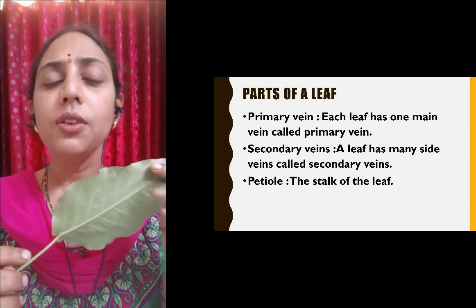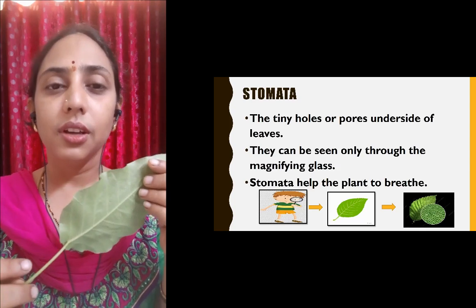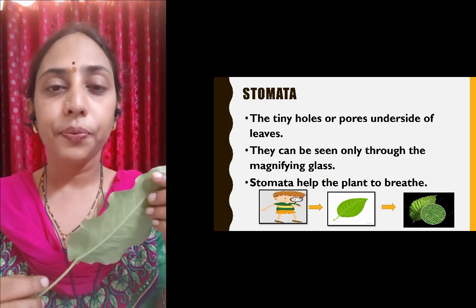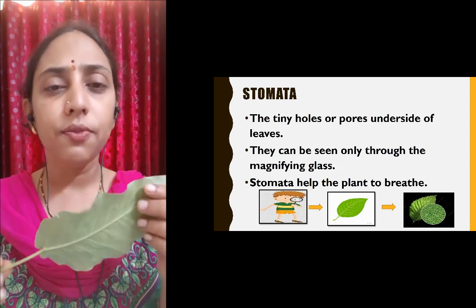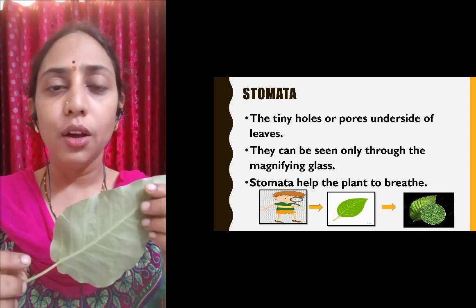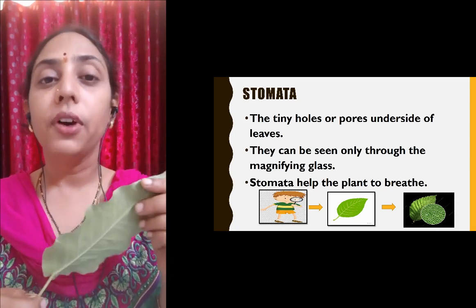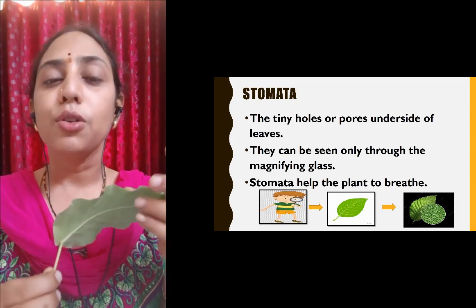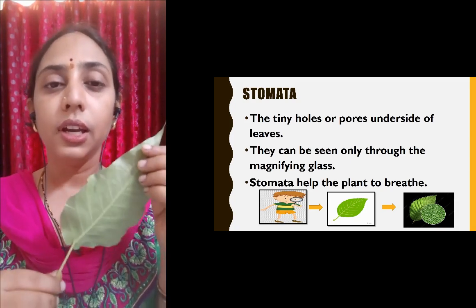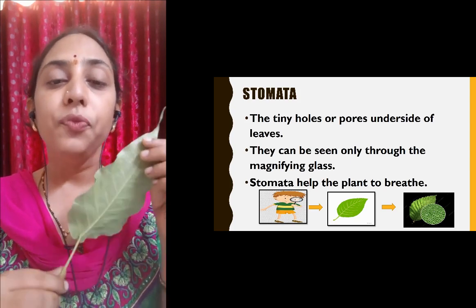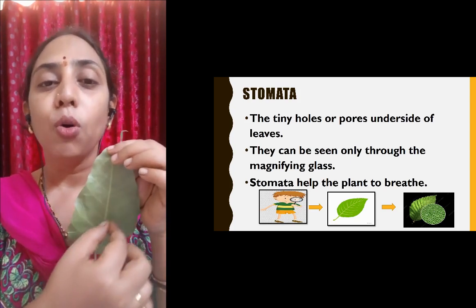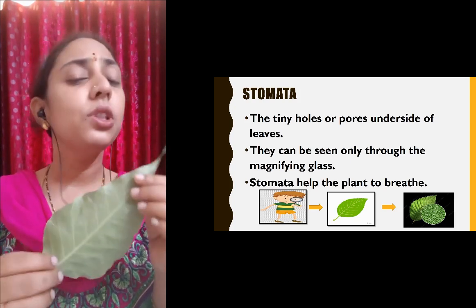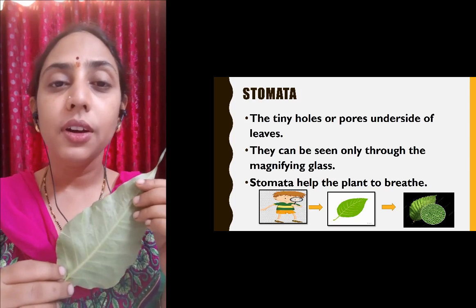On the underside of the leaves you can find many pores. These pores or holes are called stomata. This we cannot see with our naked eyes. We need either a magnifying glass or a microscope to look at these stomata. If we look through a magnifying glass or microscope, we can see the small holes on the underside of these leaves very clearly. Why do you think the stomata is important for the leaf?